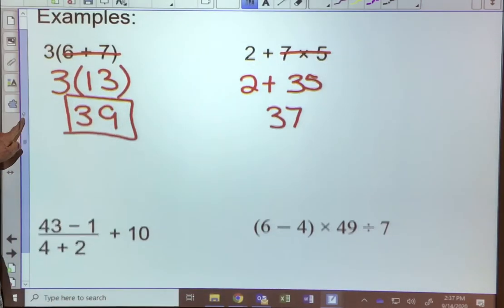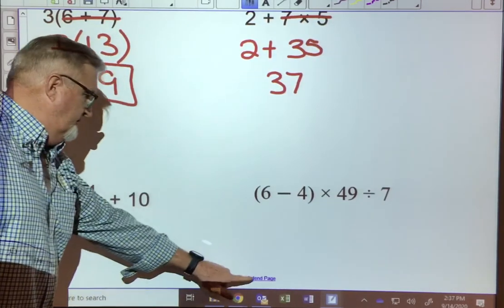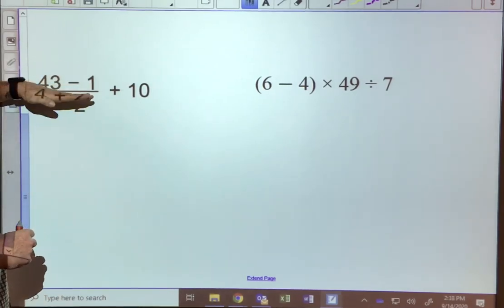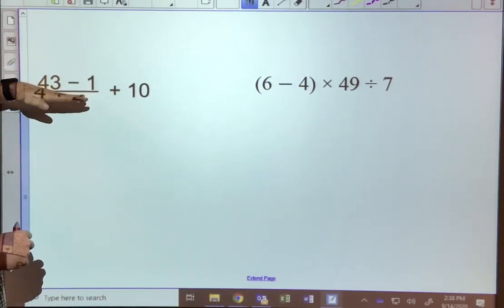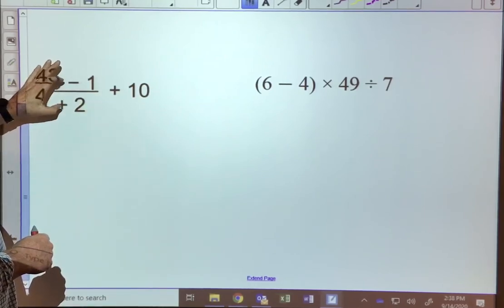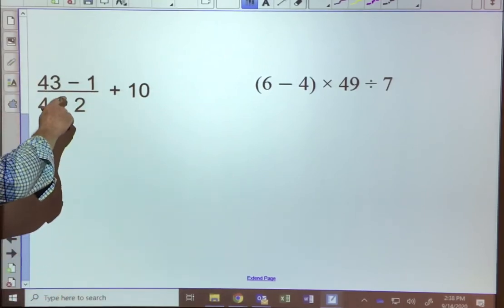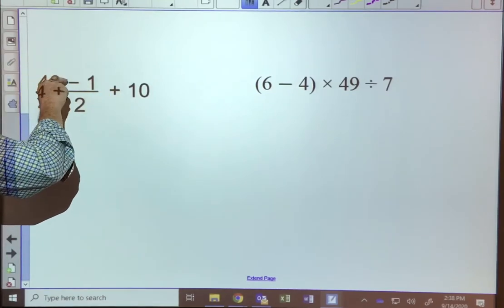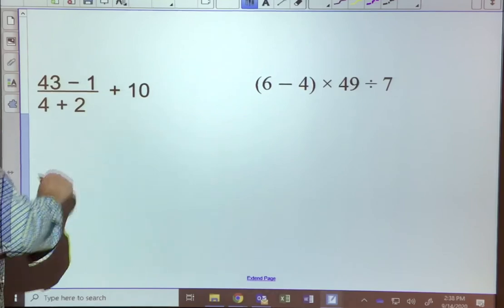Okay? Let's go ahead and take a look at these next two. Stepping it up just a little bit. Do you remember what I told you about the division bar? Okay, we've got to do everything on top, everything on bottom, and then the division last. And since we have all of this in division and addition, we've got to take care of all this, and then we add the 10.